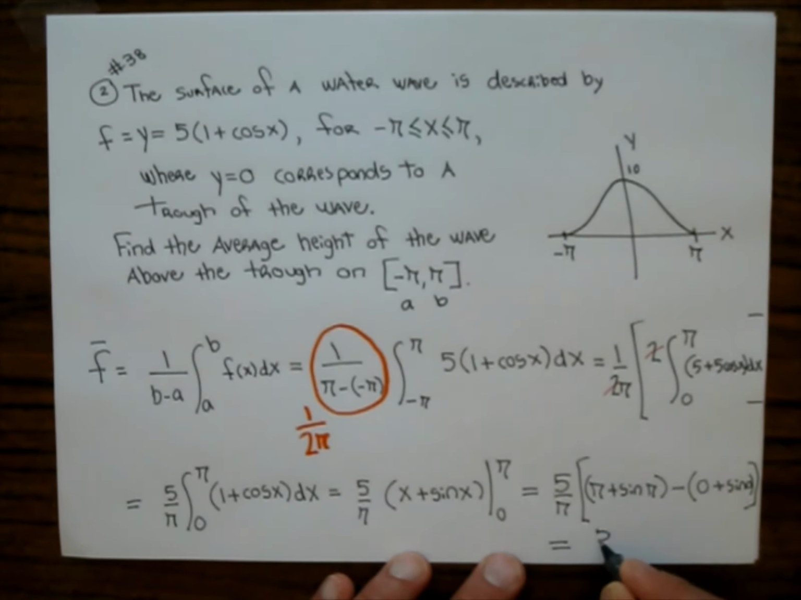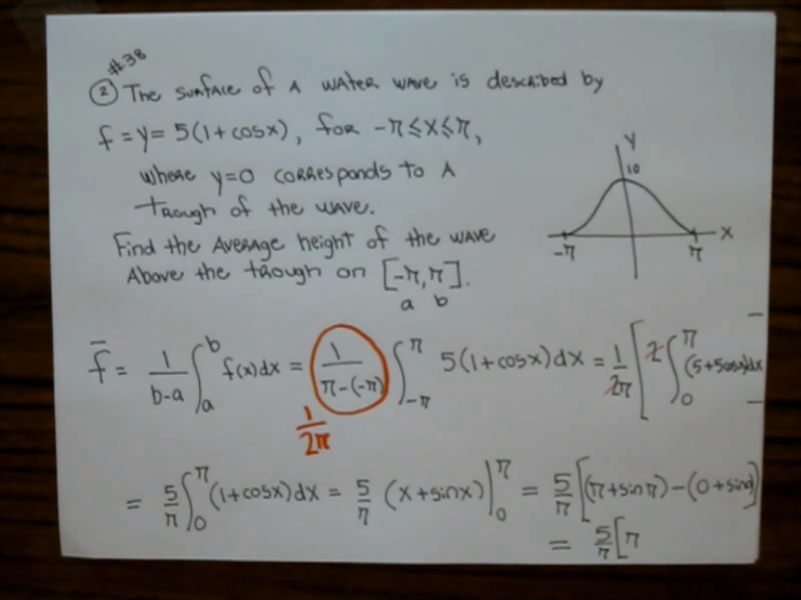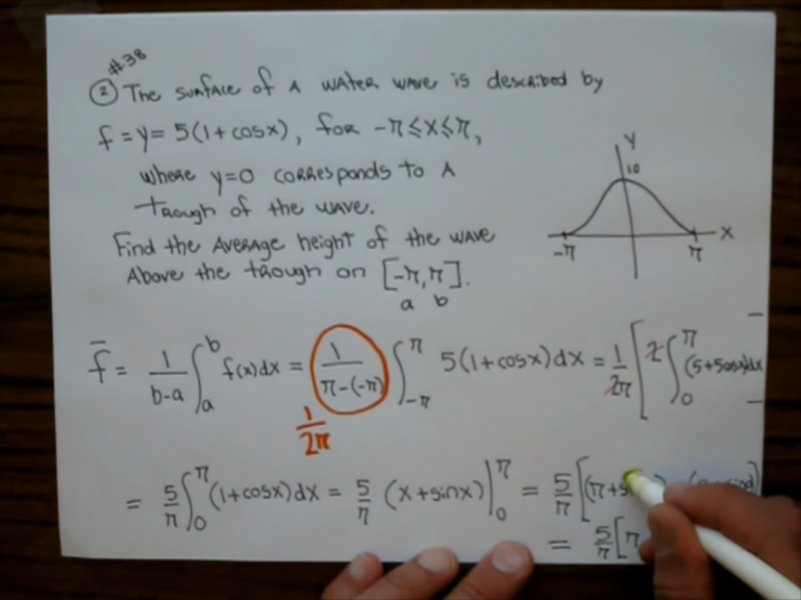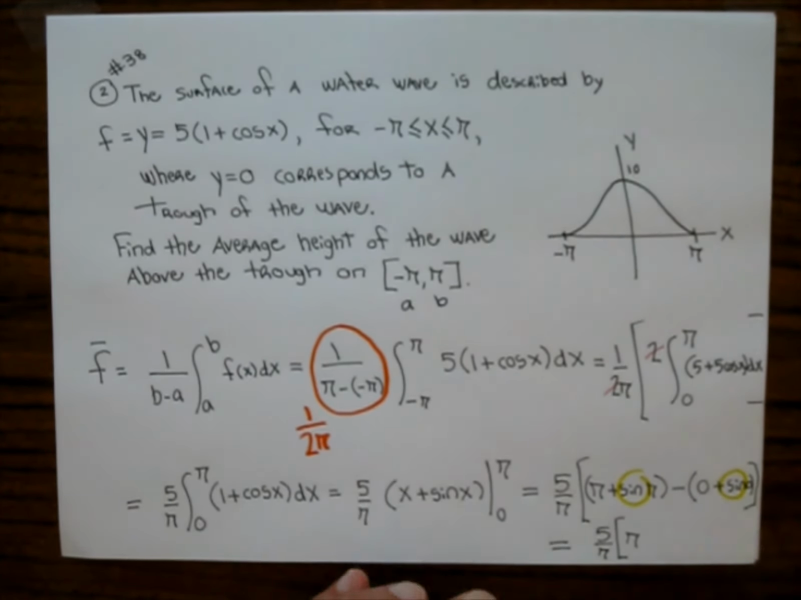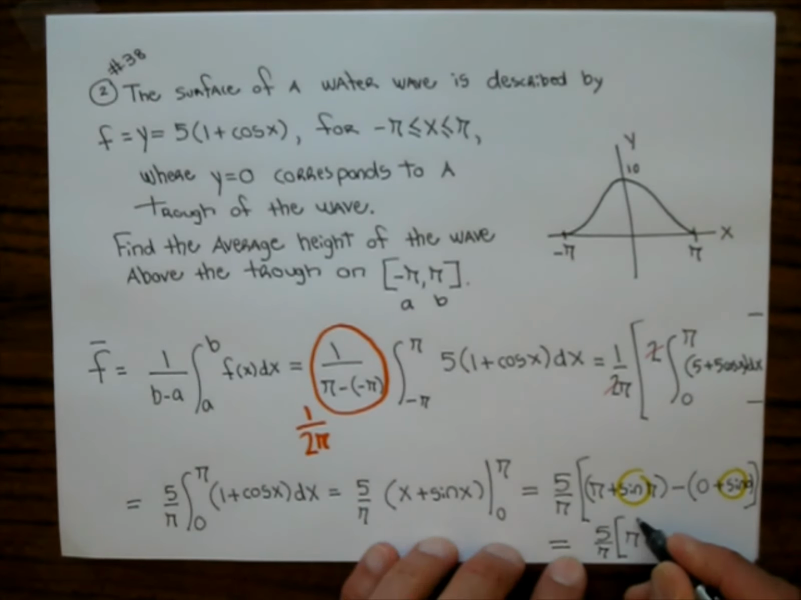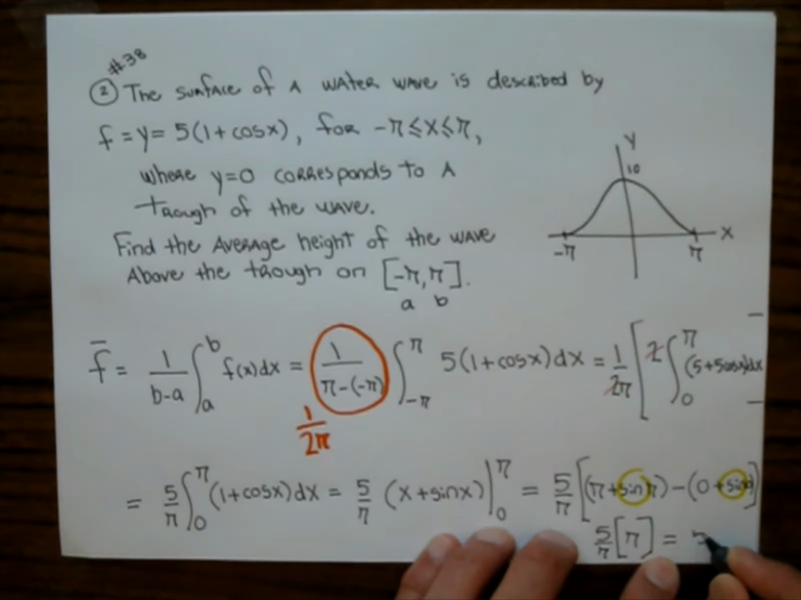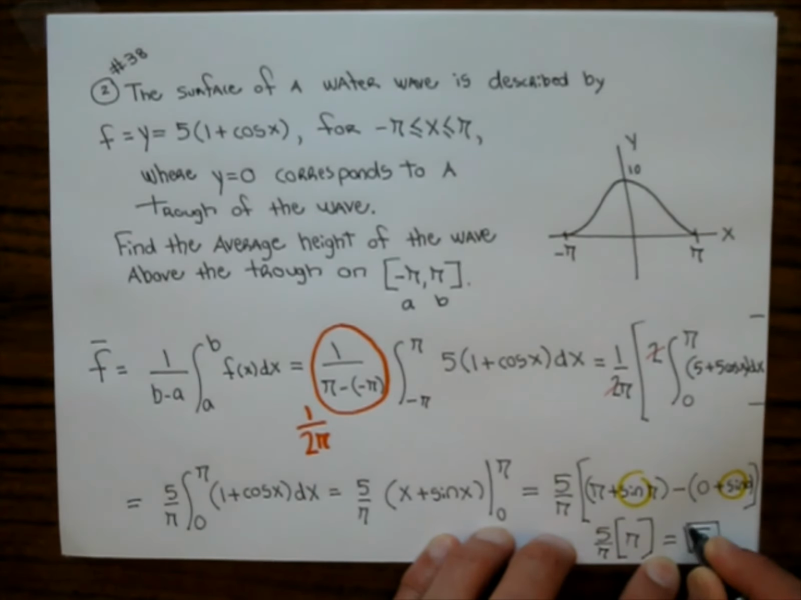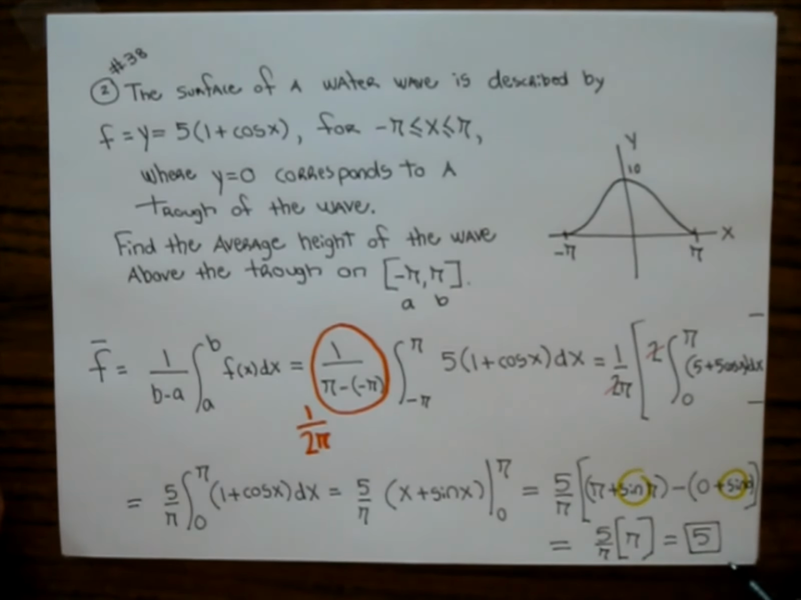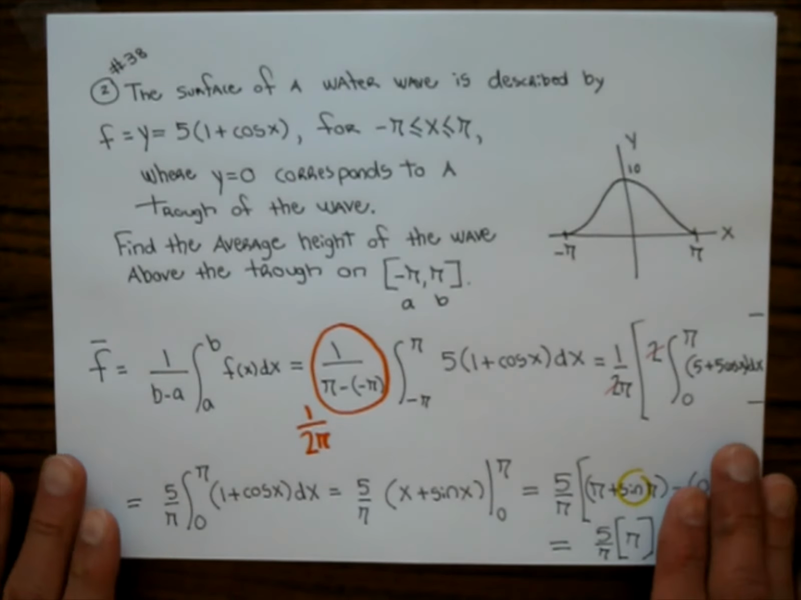So this gives me 5 over pi, and on the inside we have pi, sine of pi and the sine of 0, those are all 0. So I have 5 over pi times pi, the pi's cancel, I get 5. Now there were no units on here, so we can just say 5 is the average height of the wave above the trough. So that completes the application problem.